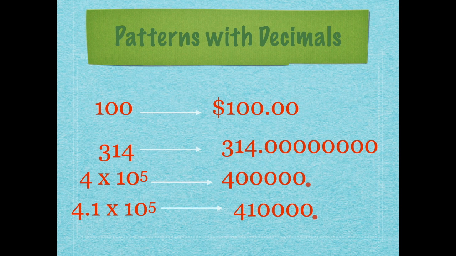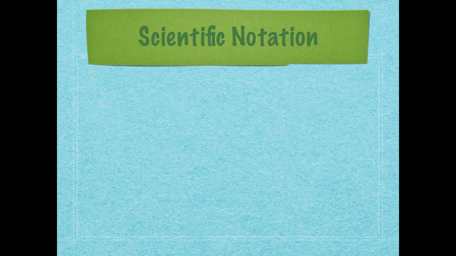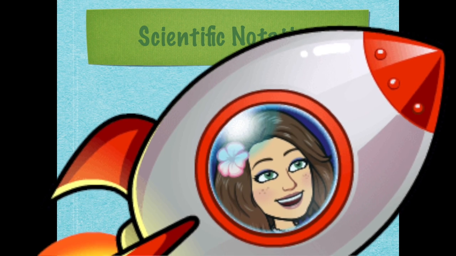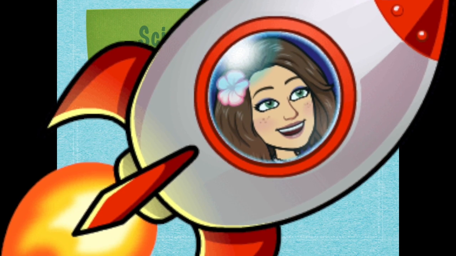So the patterns with tens and the patterns with decimals are actually kind of easy. And that's one of the reasons that scientists use them all the time. Scientists have a real big problem if they're talking about outer space and they're talking about millions of billions and trillions and quadrillions of miles away.